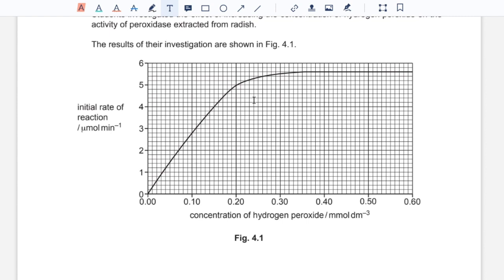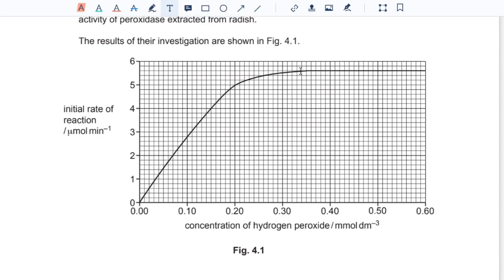Maximum velocity would be provided by the maximum rate of reaction, which is 5.6 micromole per minute. Half of that would be 2.8 micromole per minute of reaction. And so you need to locate that on the y-axis. That would be just one tiny unit below the 3, and the corresponding x-axis value for 2.8 units of rate would be 0.1 millimole per dm cube of hydrogen peroxide.